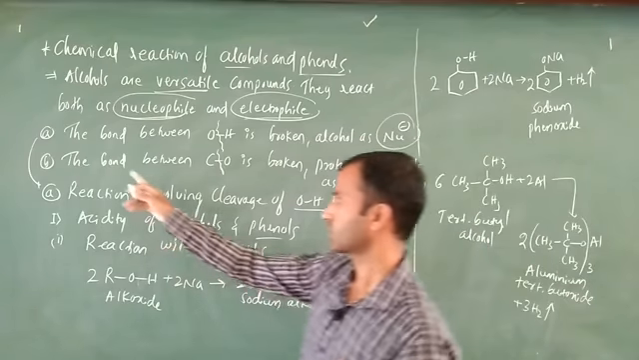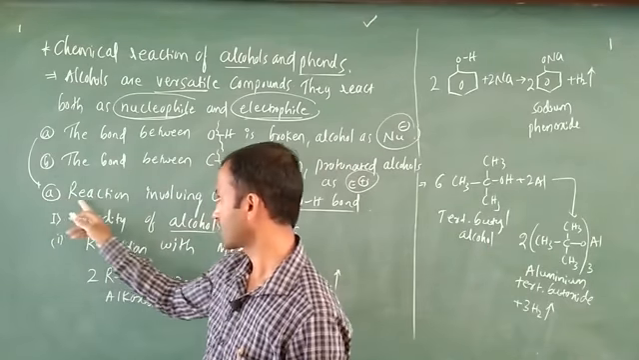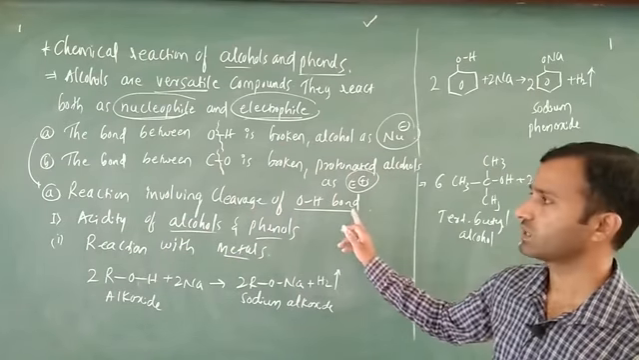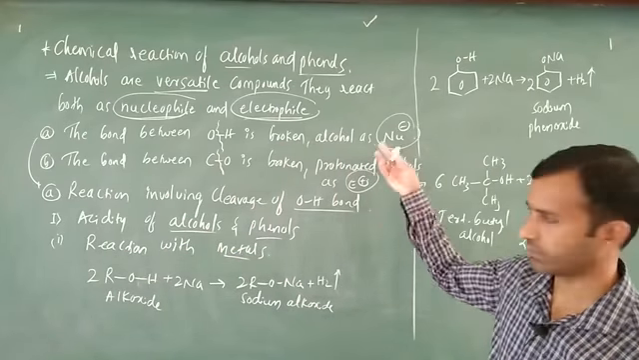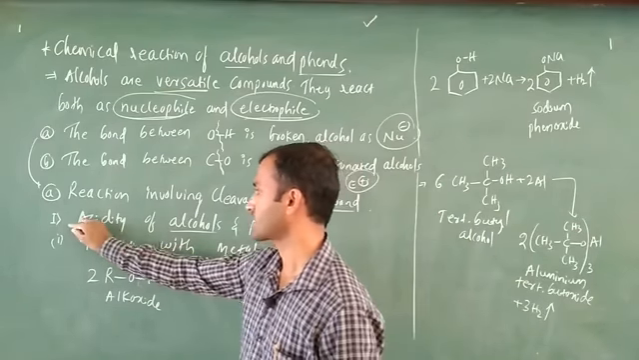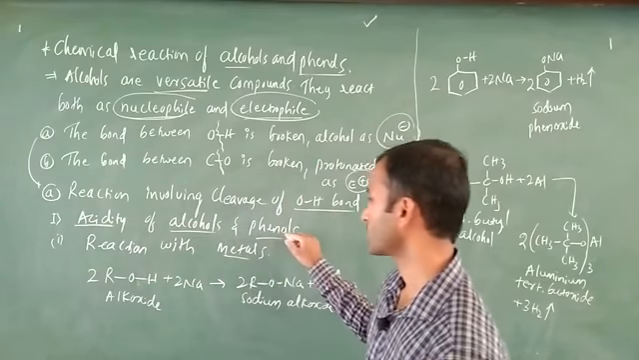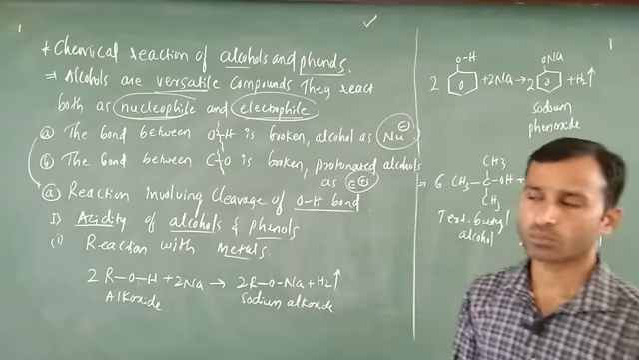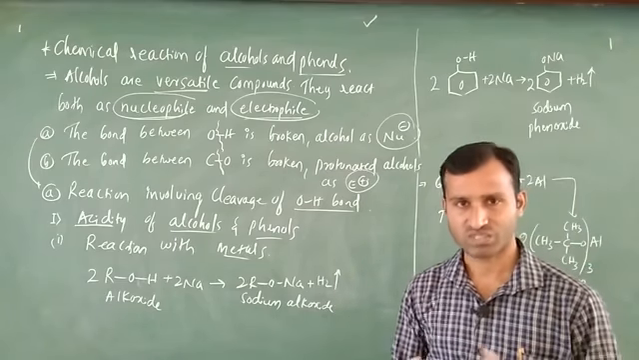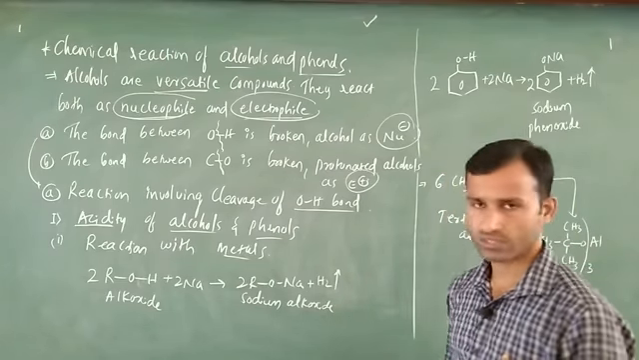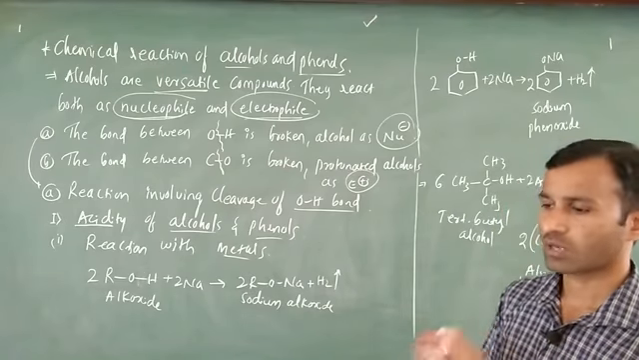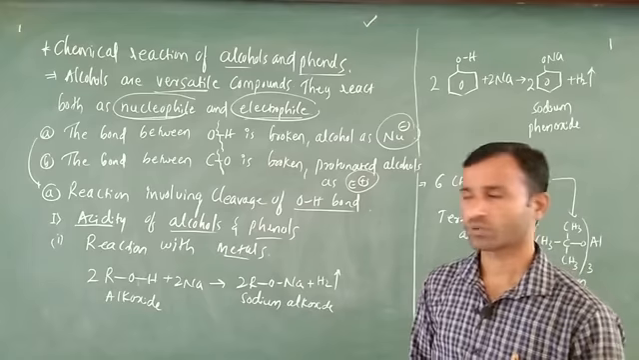In this case, the first point we are going to study is the reaction involving the cleavage of the oxygen hydrogen bond. This point we will study later. The subheadings are there. The first one is acidity of alcohols and phenols. Bear in mind, phenol and alcohol, these two are acids. We will study next which is more acidic, compared with alcohol and water, which is more acidic. That is also most important.